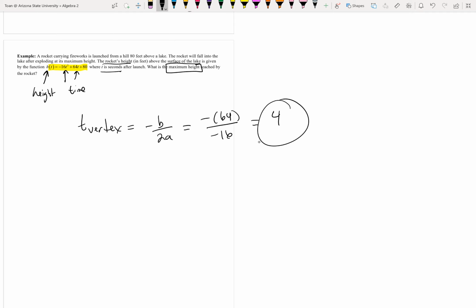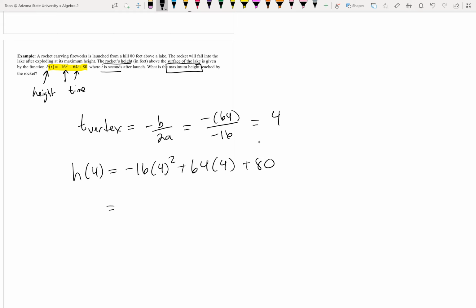So I'd need to take this guy and plug him back into the function. So what is h of 4? Negative 16 times 4 squared plus 64 times 4 plus 80. And all you got to do is just do the math. Negative 16 times 4 squared plus 64 times 4 plus 80 is 80. So the maximum height is 80 feet.